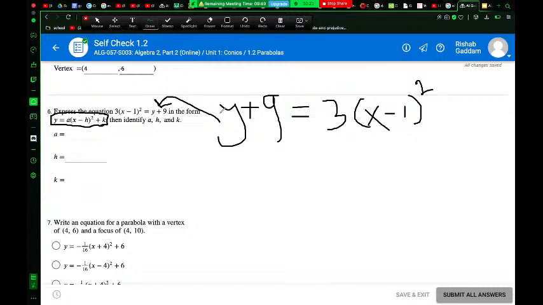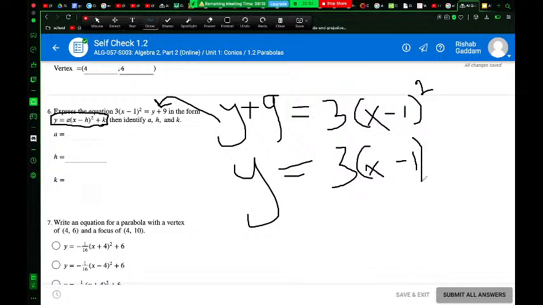So what do you have to do to make y alone? So, if y plus 9 is equal to 3 multiplied by x minus 1 squared. Take away 9 and then y. Yeah, good job. Can't the problem be y equals 3 times x minus 1 squared minus 9? Yeah, that's how you do it. Good job, everybody. You have to subtract 9 from both sides.